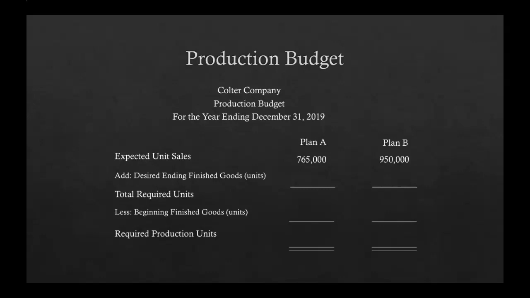So we already have our expected unit sales for each plan. We found that back on our sales budget. Now we need our desired ending finished goods. Or let's start with our beginning finished goods, which were given to us, right? It says at the end of 2018, Coulter Company has 40,000 units of inventory on hand. And if that's what they ended 2018 with, that's what they're going to be starting 2019 with. So we can toss that into our beginning finished goods.